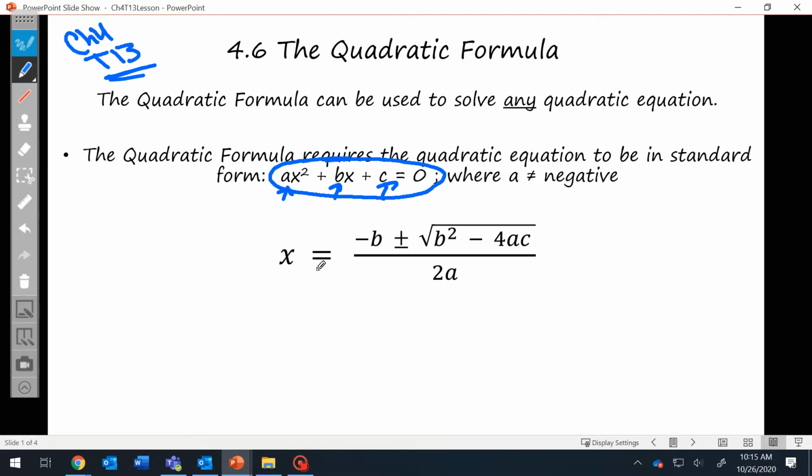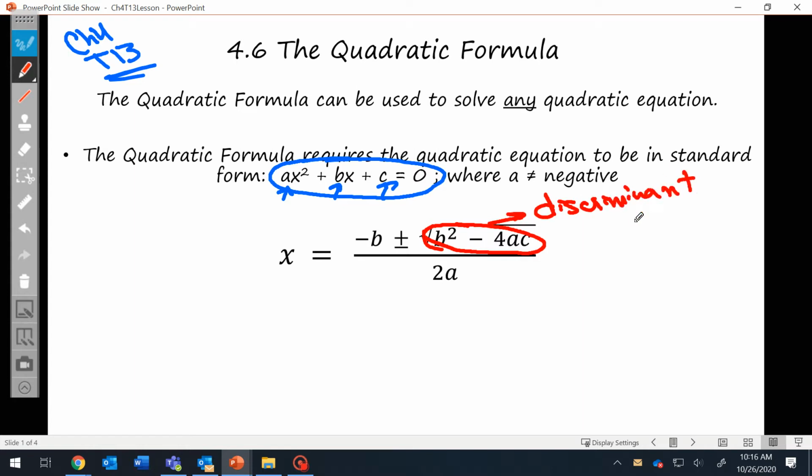The quadratic formula is x is equal to negative b plus minus square root b squared minus 4ac, all over 2a. Now, there is an important part of this formula, this b squared minus 4ac part. This is called the discriminant. This discriminant can be used to determine how many solutions this equation will have.